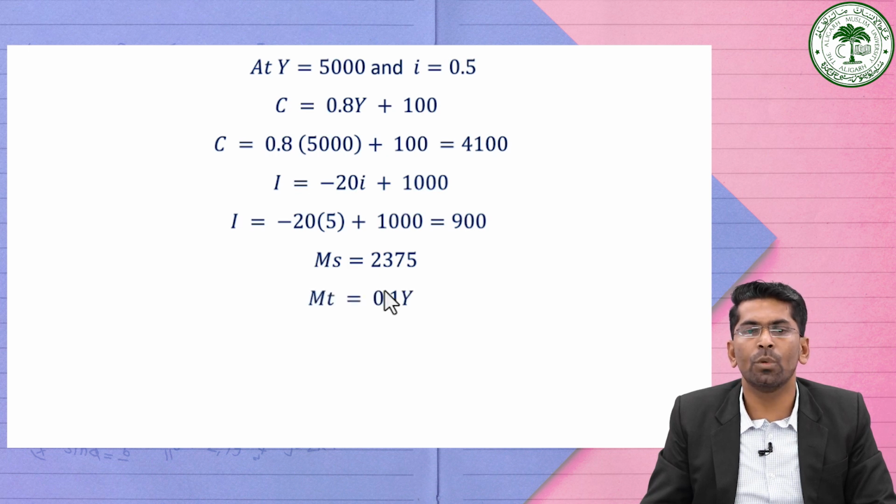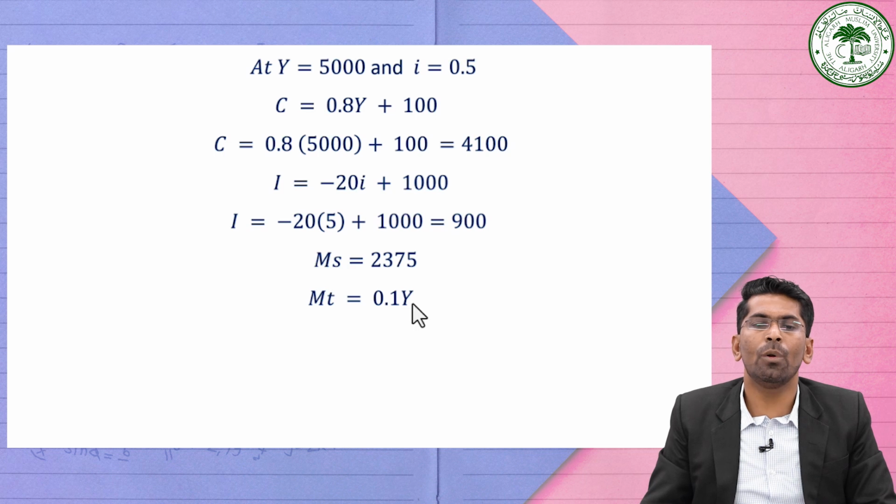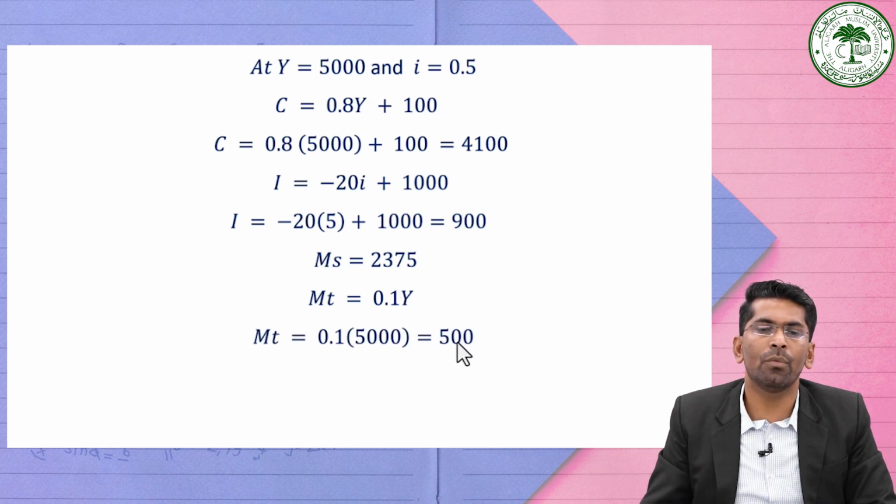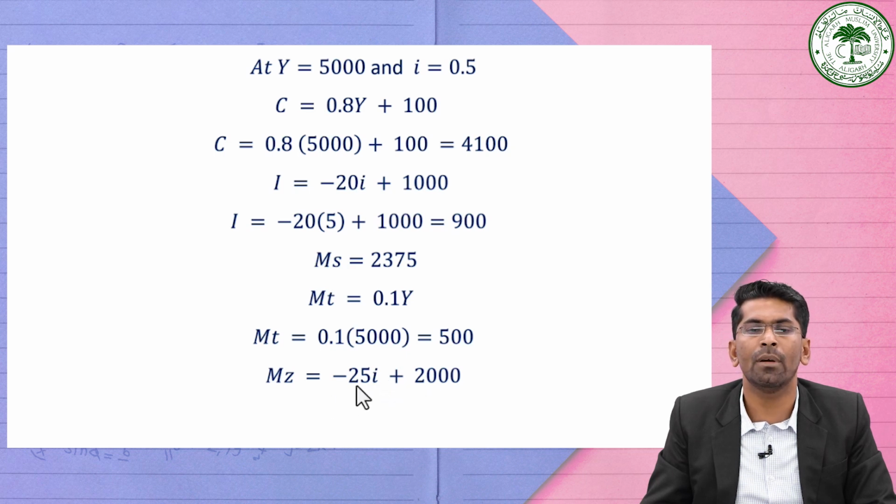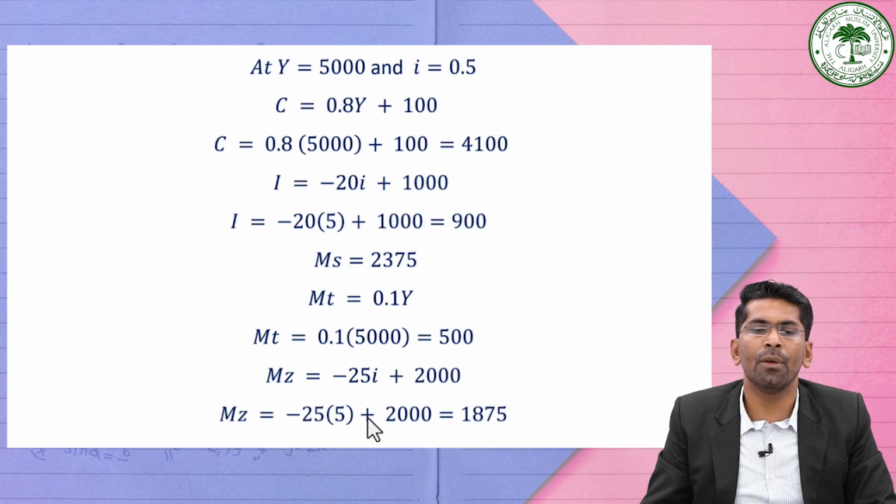MS is already given, that is 2375. MT is equal to 0.1Y, so we are substituting Y is equal to 5000. So it will become 500. So the transaction demand for money is equal to 500. Now we can find the speculative demand for money. See, MZ is equal to minus 25I plus 2000. So I is here 5, so minus 25 into 5 plus 2000, which is equal to 1875. So we have calculated the national income, that is Y, and the rate of interest, then the consumption function, the investment, then the transaction demand for money, and the speculative demand for money.